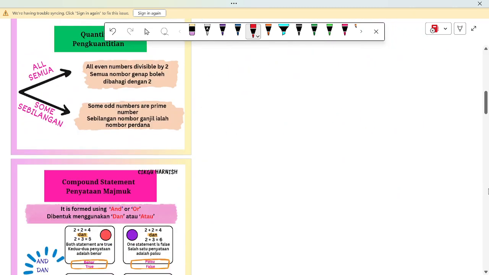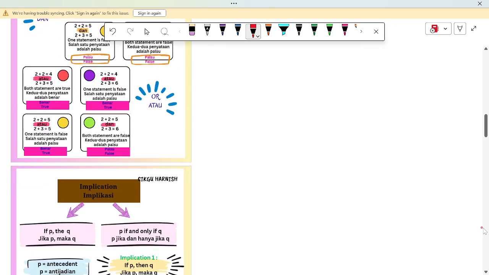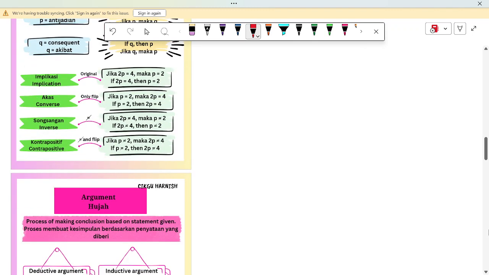Okay, let's see the next one. If you see these notes, you can directly see from here, implication, this is our original. For converse, we already flipped them. For inverse, we have added the not equal sign. And the last one, for contrapositive, we flipped them and we added the not equal sign.